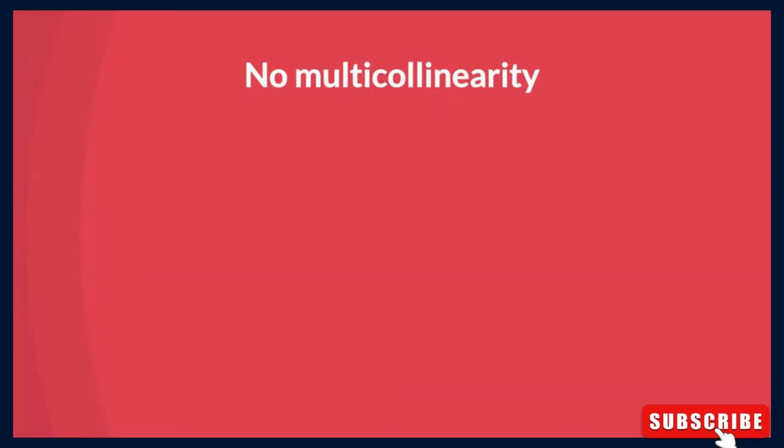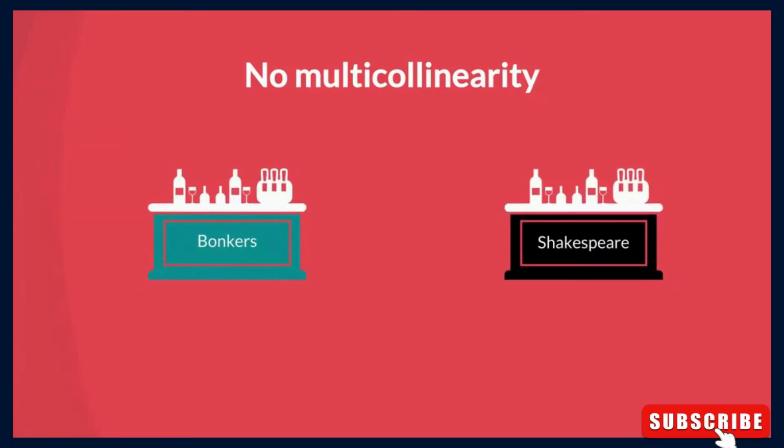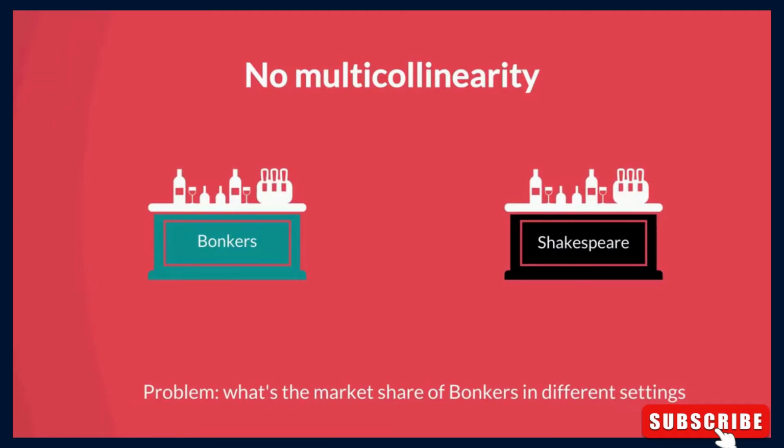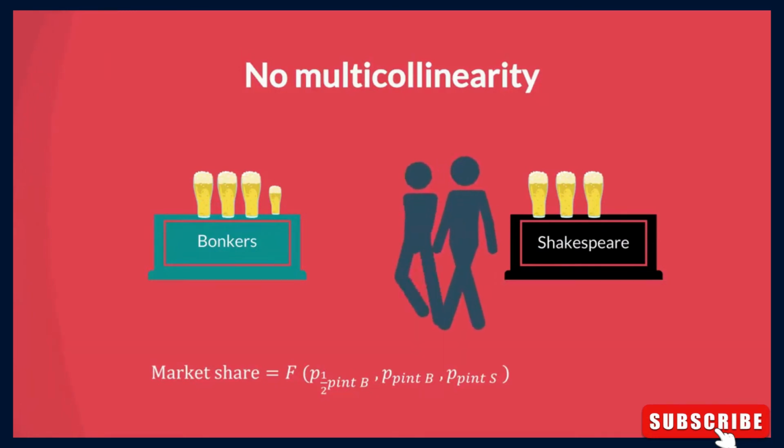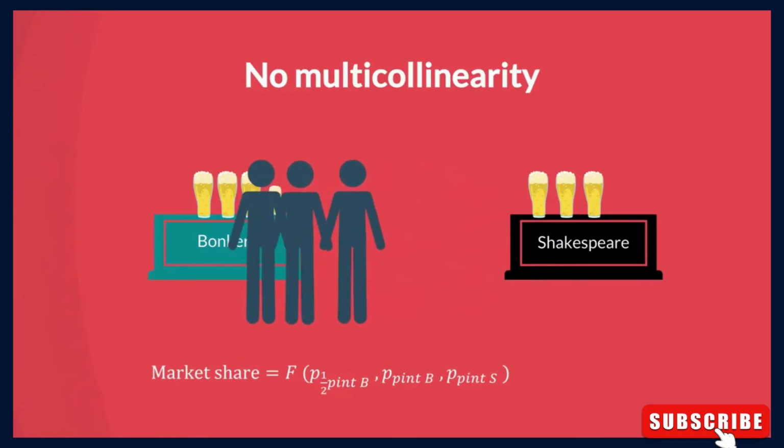Usually, real-life examples are helpful, so let's provide one. There are two bars in the neighborhood, Bonkers and the Shakespeare Bar. We want to predict the market share of Bonkers. Most people living in the neighborhood drink only beer in the bars. So, a good approximation would be a model with three variables: the price of half a pint of beer at Bonkers, the price of a pint of beer at Bonkers, and the price of a pint of beer at Shakespeare's. This is logical, right? If one bar raises prices, people would simply switch bars, so the price in one bar is a predictor of the market share of the other bar.